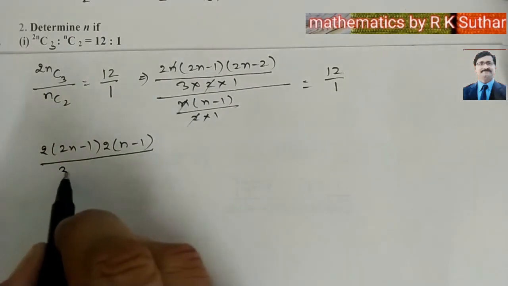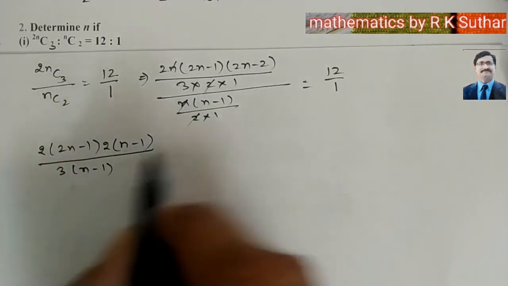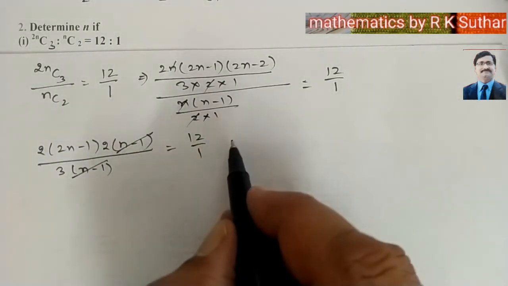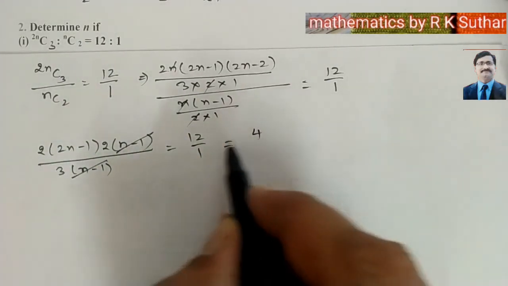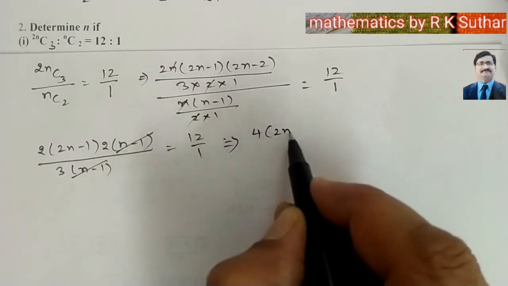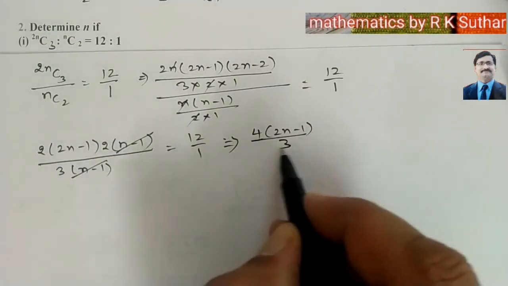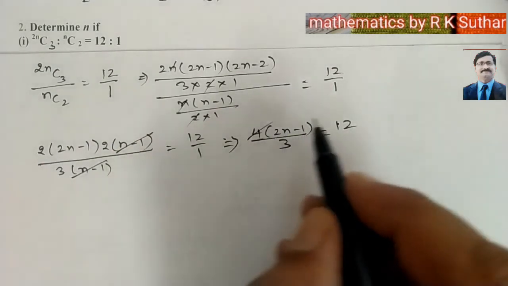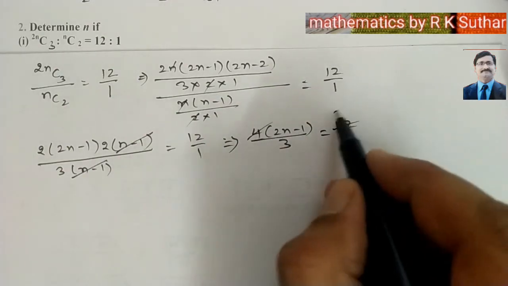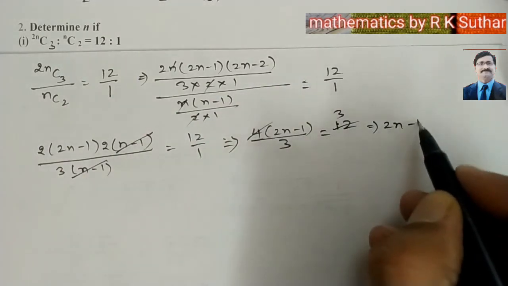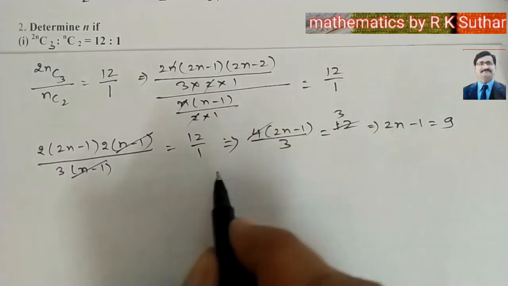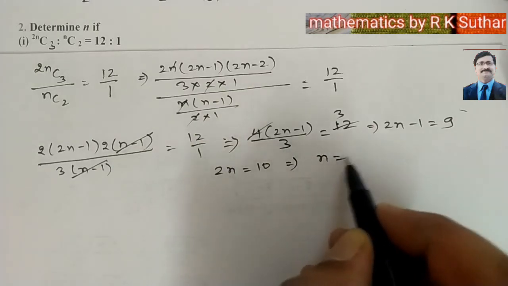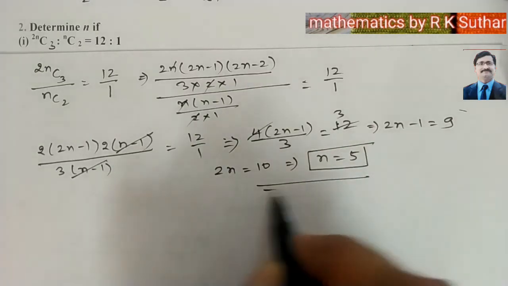In the denominator here is 3, so we can write 3 into n minus 1, and the ratio is 12 upon 1. Look at this, n minus 1 and n minus 1 we can cancel, and here 2 twos are 4. This implies 4 into 2n minus 1 upon 3 equal to 12. So we can write here 4 and 4 threes are 12. So 2n minus 1 equal to 3 threes are 9. So we can write 2n equal to 9 plus 1, which is 10. So we get n equal to 5. So this answer is n equal to 5.